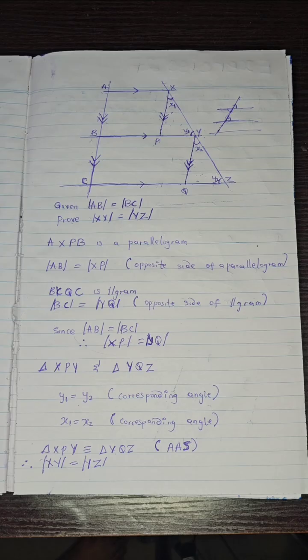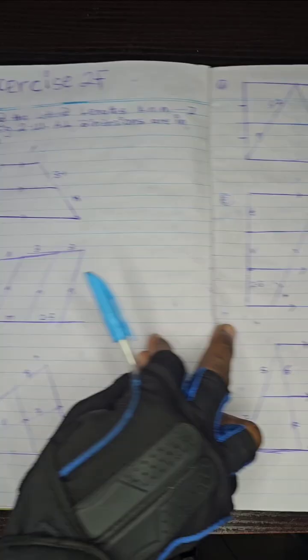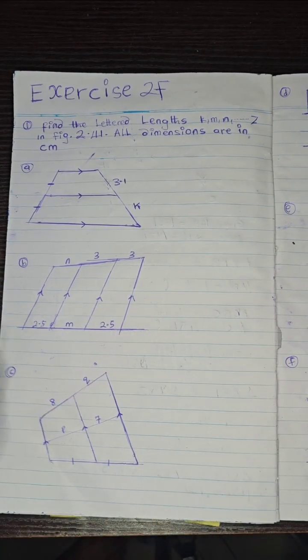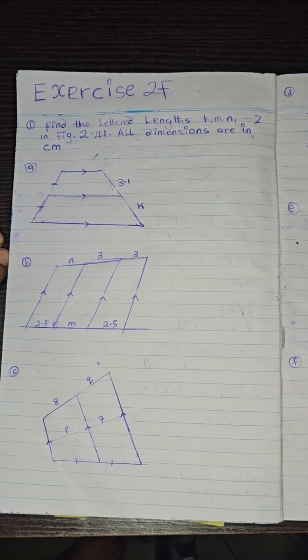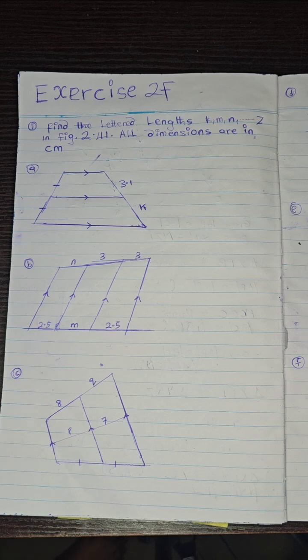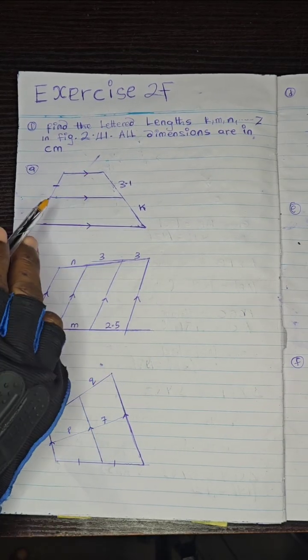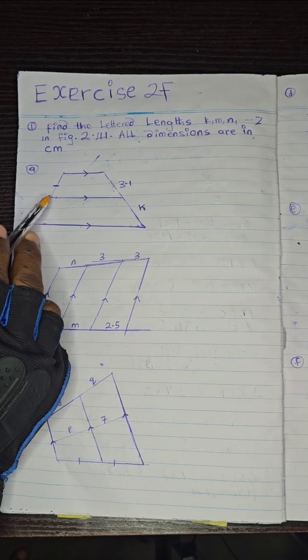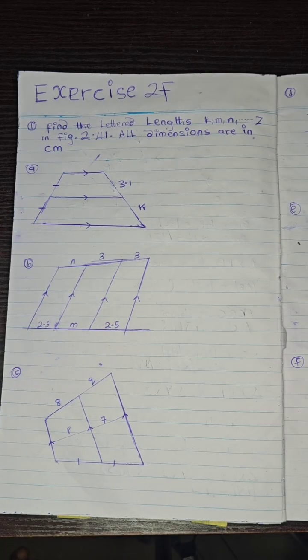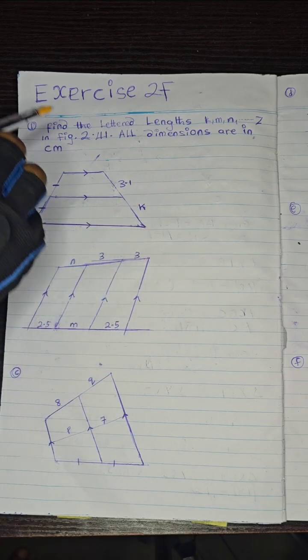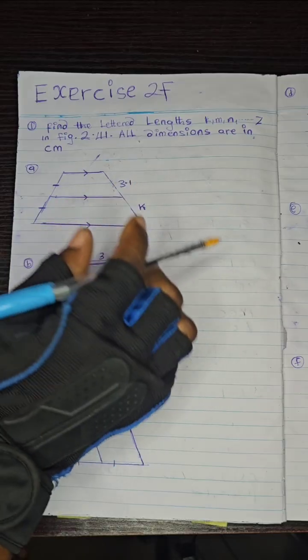So let's solve examples relating to this equal intercept. Now we go to exercise 2F, number 1. You see how simple it is. What does equal intercept mean? Once you can confirm that these are parallel lines, 1, 2, 3, we are even told, and that the intercepts of these parallel lines on one transversal are equal, you don't need any other thing. Whenever you see another transversal, just know that the intercepts of those ones are also equal.